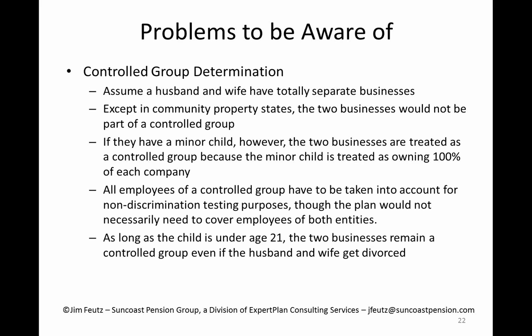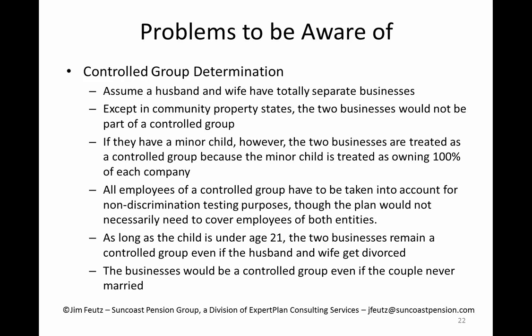Now, as long as that child is under age 21, the two businesses remain a controlled group even if the husband and wife get divorced. And actually, it occurs even if they aren't married, because the kid is still the child of both of the two parties. So now this is one of the things that's probably most overlooked, and I haven't even seen an IRS audit agent raise it at any audits. But from a technical standpoint, it's a stupid rule, and I wish there were a way to get it changed, but I don't think that's on the horizon.